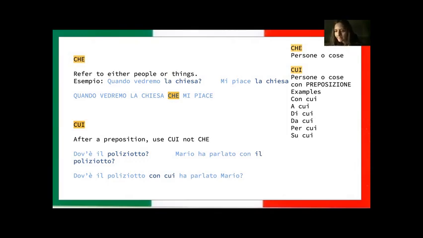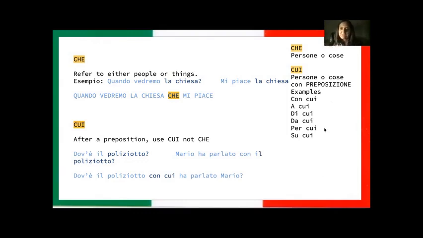So I see a, di, tra. Very, very good job. Good job, everybody. So those are prepositions. And for those of you that are confused, I put it right here for you. What are the prepositions? So we have con, which is with, a, to, di, of, da, from, per, for, and su, on. So these are some of the most common prepositions that come along with this relative pronoun.